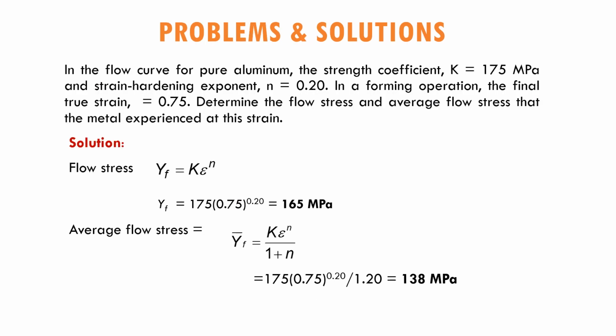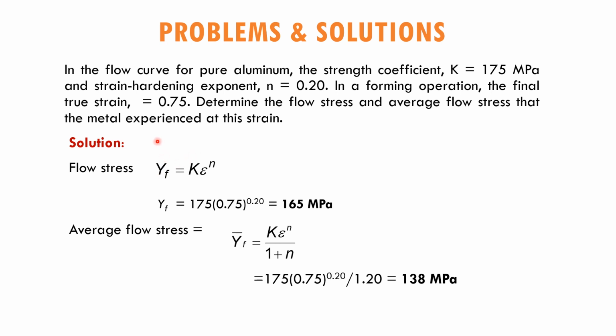Okay, now in order for you to understand more about the flow stress and average flow stress, let us look into the problem and the solution. In here, the flow curve for pure aluminium has strength coefficient K equal to 175 MPa and strain hardening exponent n equal to 0.2. In a forming operation, the final true strain is 0.75. So we have to determine the flow stress and average flow stress.